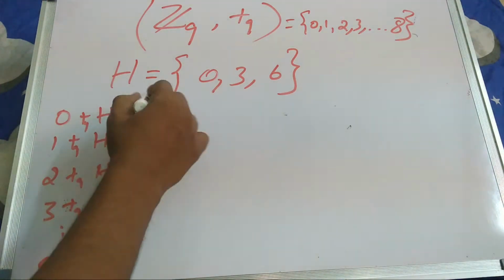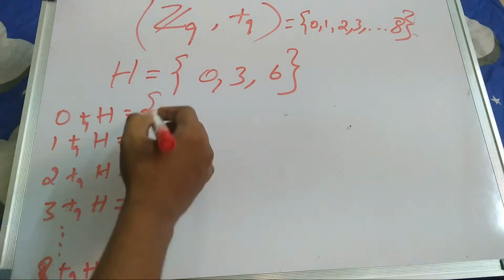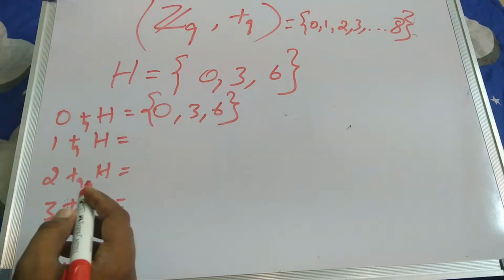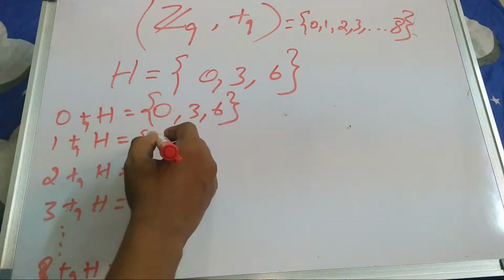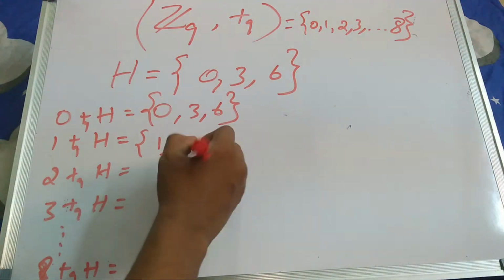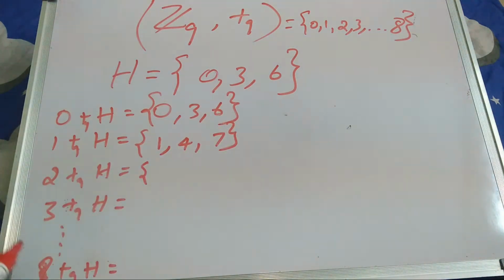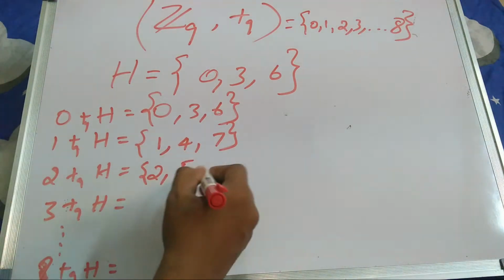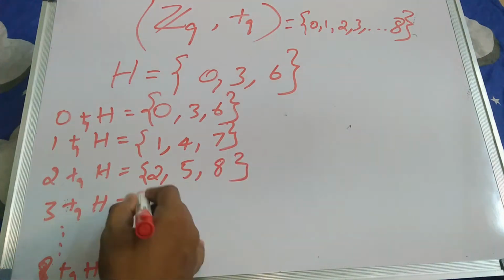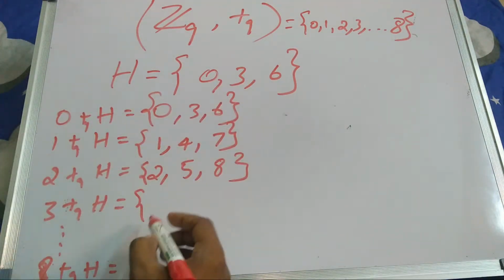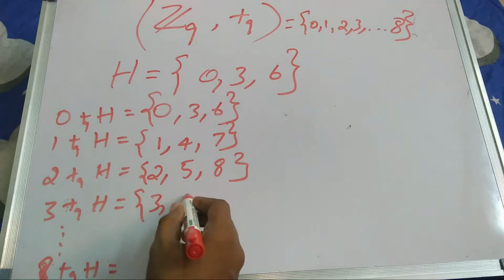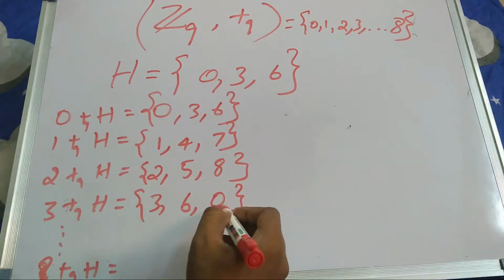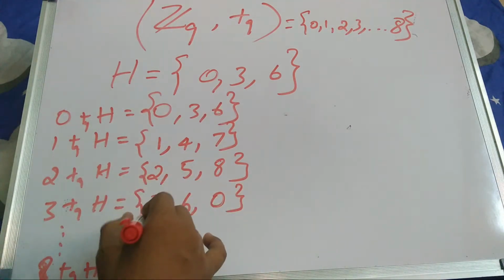So 0 plus H is going to be 0, 3, 6. 1 plus H is going to be 1, 4, 7. 2 plus H is going to be 2, 5, 8. 3 plus H, 3 addition modulo 9 H, is going to be 3, 3 plus 3 is 6, 3 plus 6 is 9, which is 0. So it goes on.